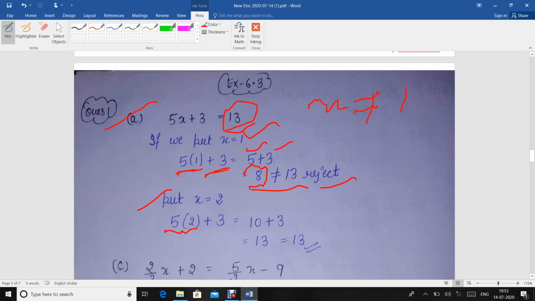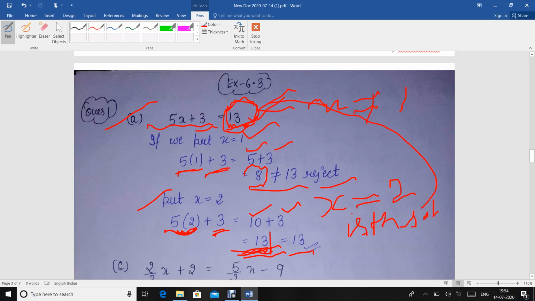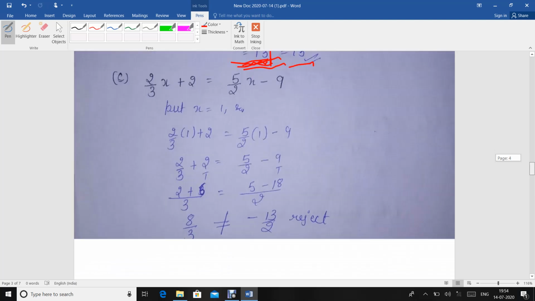See, 5 multiplied by 2 plus 3. 5 multiplied by 2 is 10 plus 3, which is equal to 13. After putting 2 at the place of x, we get 13 on the left hand side. Also 13 is present on the right hand side, means the left hand side is equal to the right hand side, means x is equal to 2 is the solution for the equation 5x plus 3 is equal to 13. I hope you understand this method.